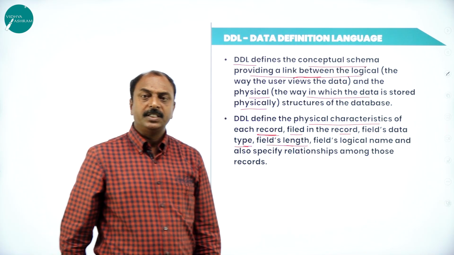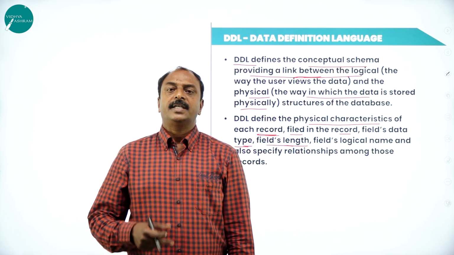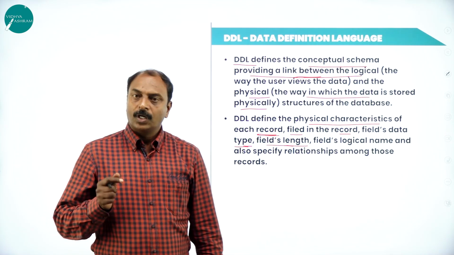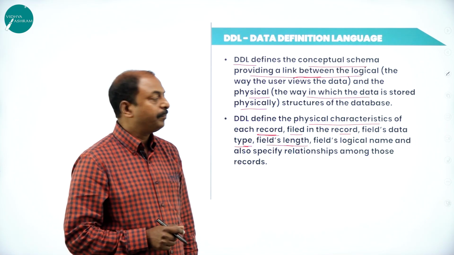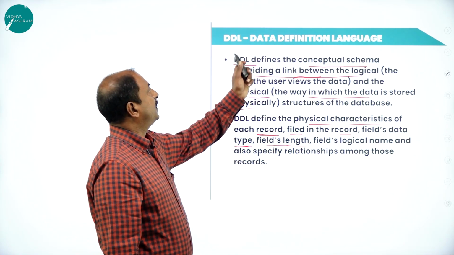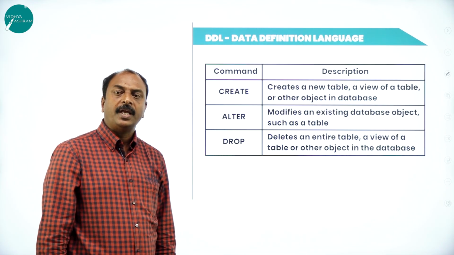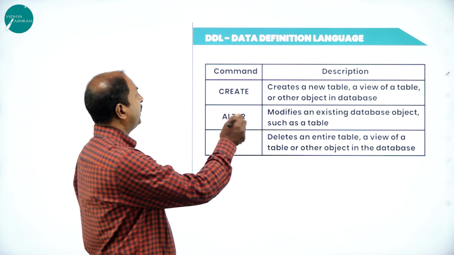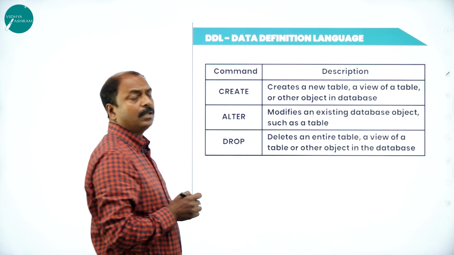Means in each and every attribute or column, we are going to define the data type of a particular column or attribute along with its size. All these come under DDL, or data definition language. Here there are 3 DDL commands.